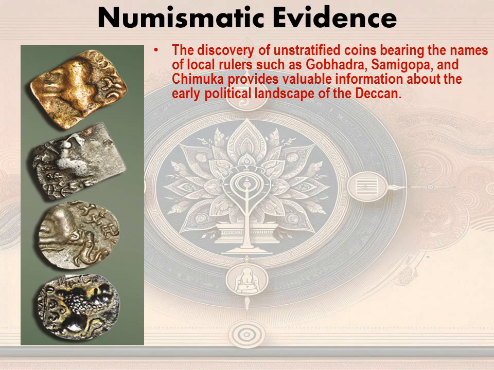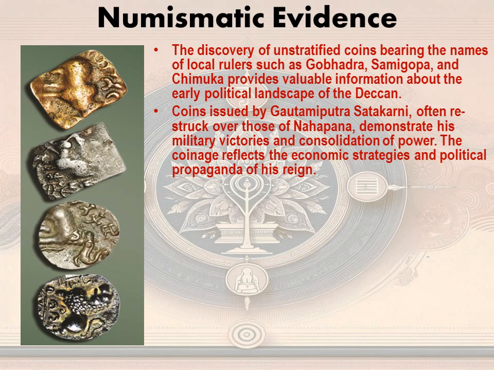So we get names of the early Satavahana rulers who were not independent kings by then, but still we get their names as local rulers, and this provides valuable information about Deccan politics. Coins issued by Gautamiputra Satkarni, often restruck over those of Nahapana, demonstrate his military victories and consolidation of power. The coinage reflects the economic strategies and political propaganda of his reign.